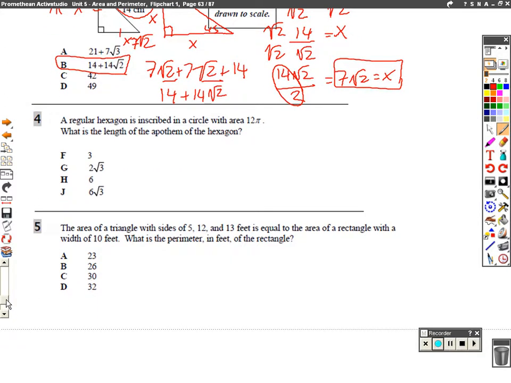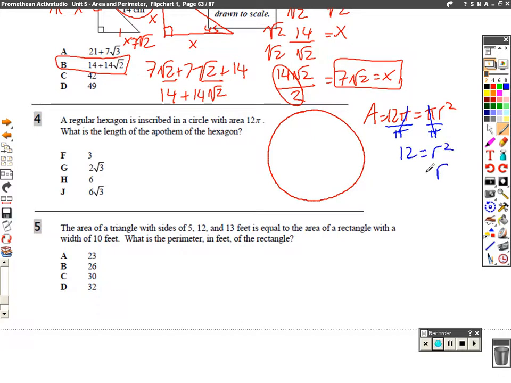Number 4. We've got a regular hexagon inscribed in a circle with area 12 pi. So here we have a circle. Its area is 12 pi. And area is usually pi r squared. So if I go ahead and solve this right now, I'm going to divide by pi. So I've got 12 is r squared. So r is the square root of 12. I'm just going to leave that there for a second. So I know that r is the square root of 12.